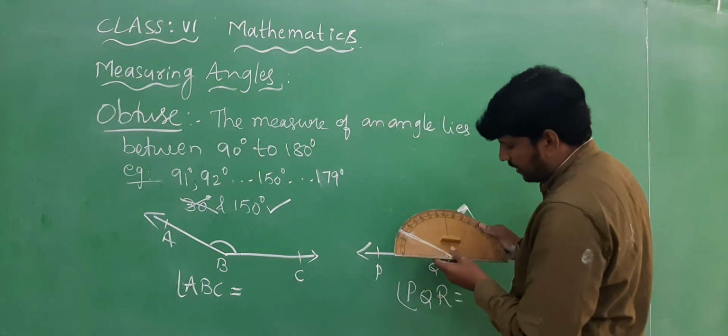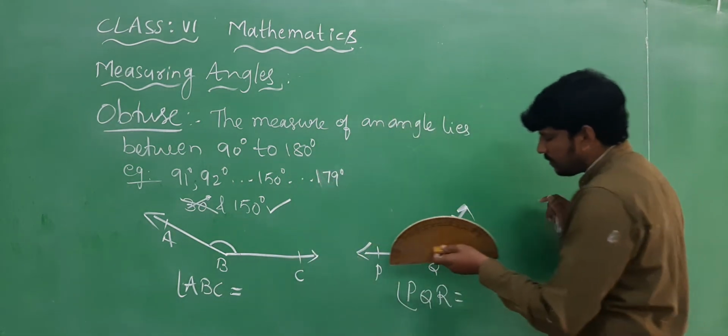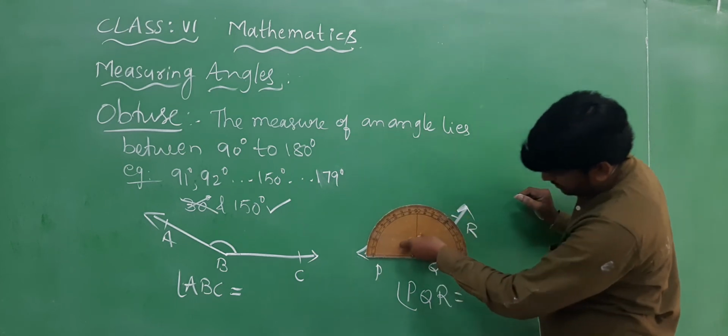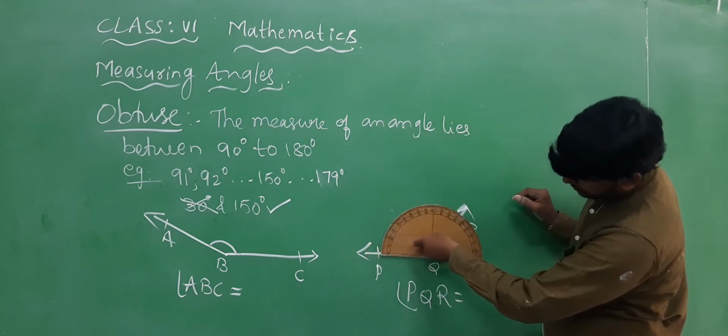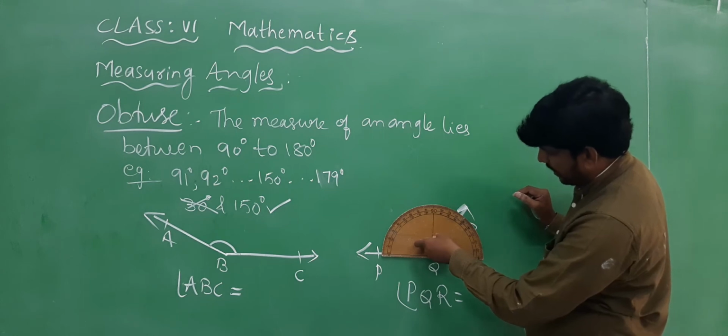The point will coincide with Q. This point will coincide with Q, and this is the point Q like this. Now look at this point here.